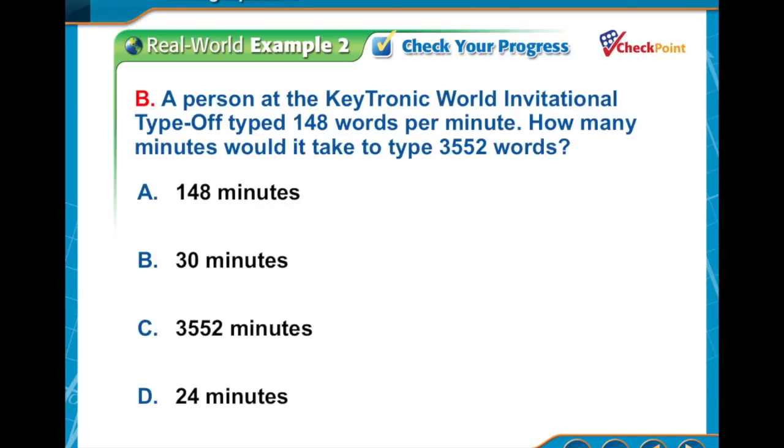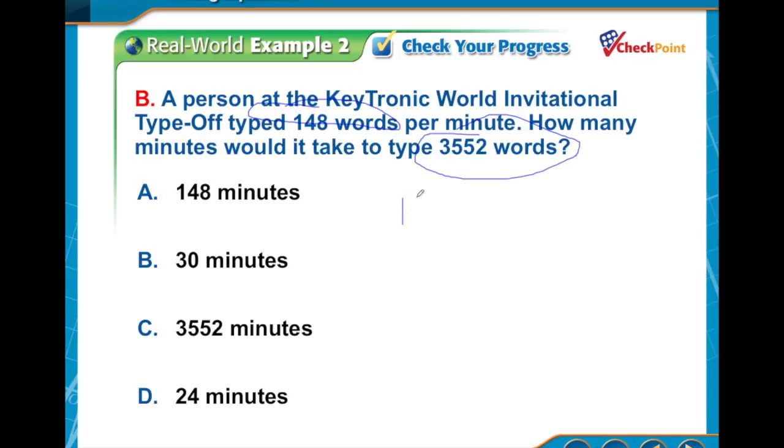2B, we see another short word problem. We need to make some sense of it. So a person at Keytronic World Invitational, type off, can type 148 words per minute. So I'm going to circle what's important. 148 words per minute. How many minutes would it take to type a total of 3,552 words? So this is our total. This is our amount per minute.